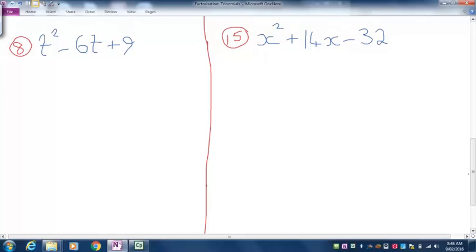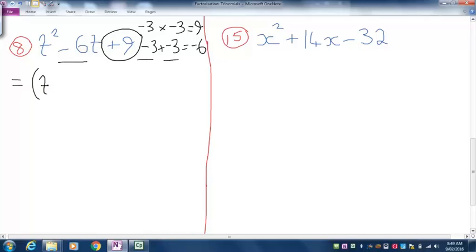So a couple of slightly harder ones towards the end. We need two numbers that multiply to give us positive 9 and add to give negative 6. So negative 3 times negative 3 will give me positive 9, and negative 3 plus negative 3 gives negative 6. So our factors here are negative 3 and negative 3.